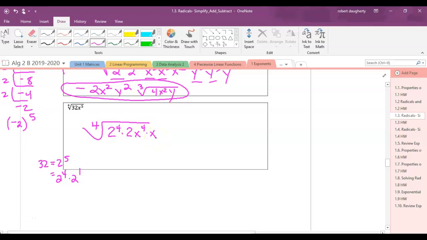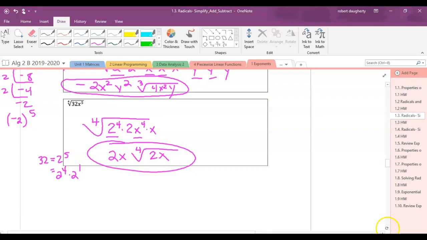Fourth, so the perfect fourths here are right there. 4th root of 2 to the 4th is 2. 4th root of x to the 4th is x. Now, what is left under the radical? 4th root of 2x is left. So 2x times the 4th root of 2x is the simplification of this guy.